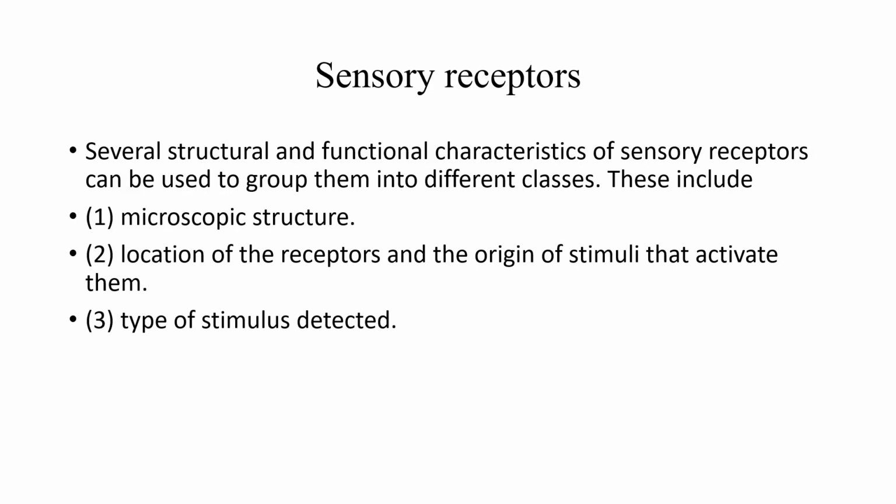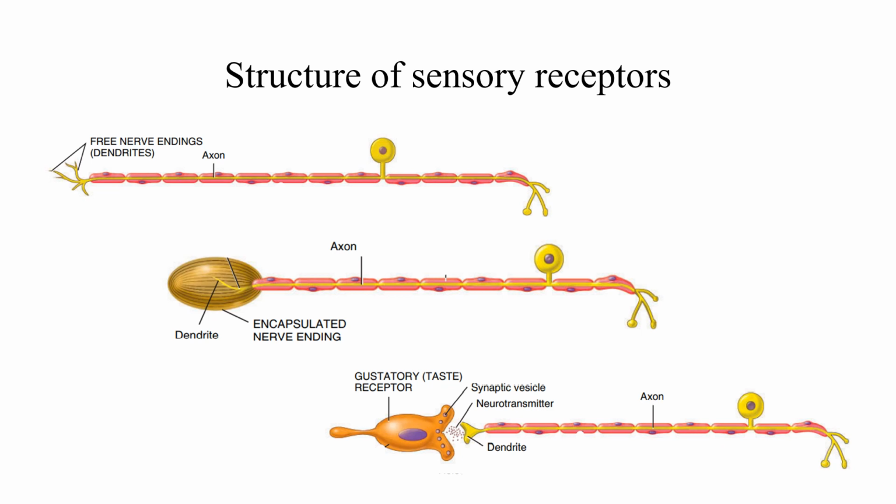The structures that detect these sensations, we call them sensory receptors, and they will be classified into different classifications according either to the microscopic structure, the location of the receptor, or the type of the stimulus detected. Now, based on the structure of the sensory receptors, it can be either part of the sensory neuron, we call it free nerve ending, like the pain receptor, or it can be encapsulated nerve ending, like the pressure receptor or Pacinian corpuscles, or it can be a specialized separate cell that synapses or communicates with this first order sensory neuron, such as the taste receptor.